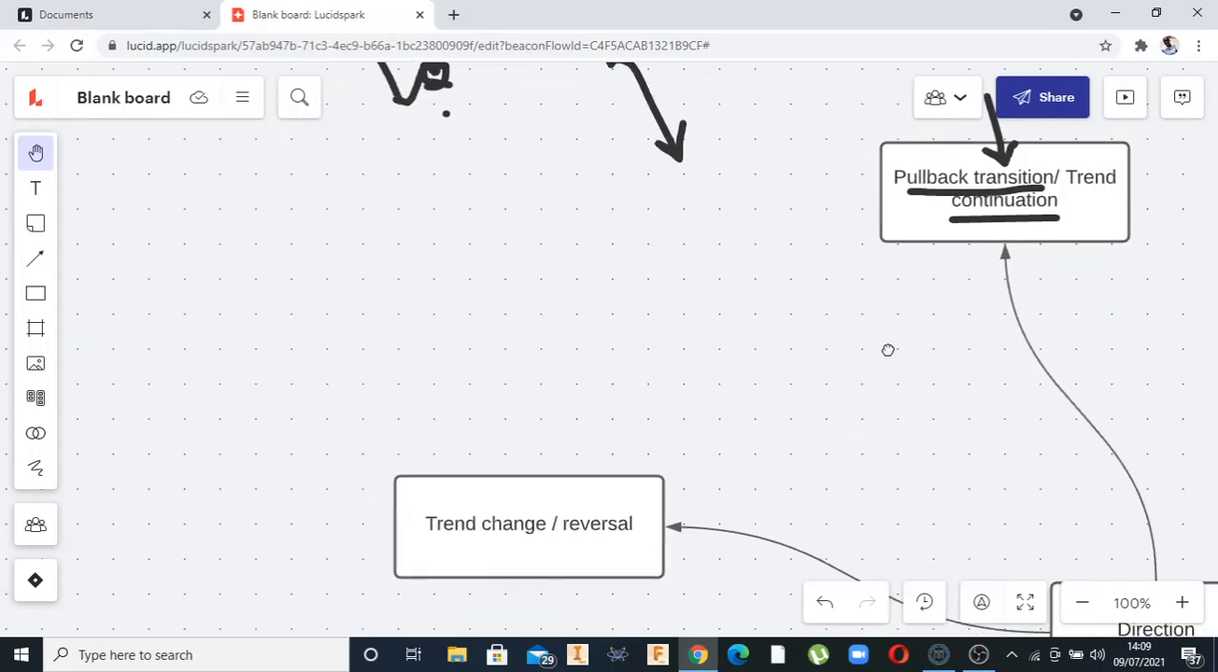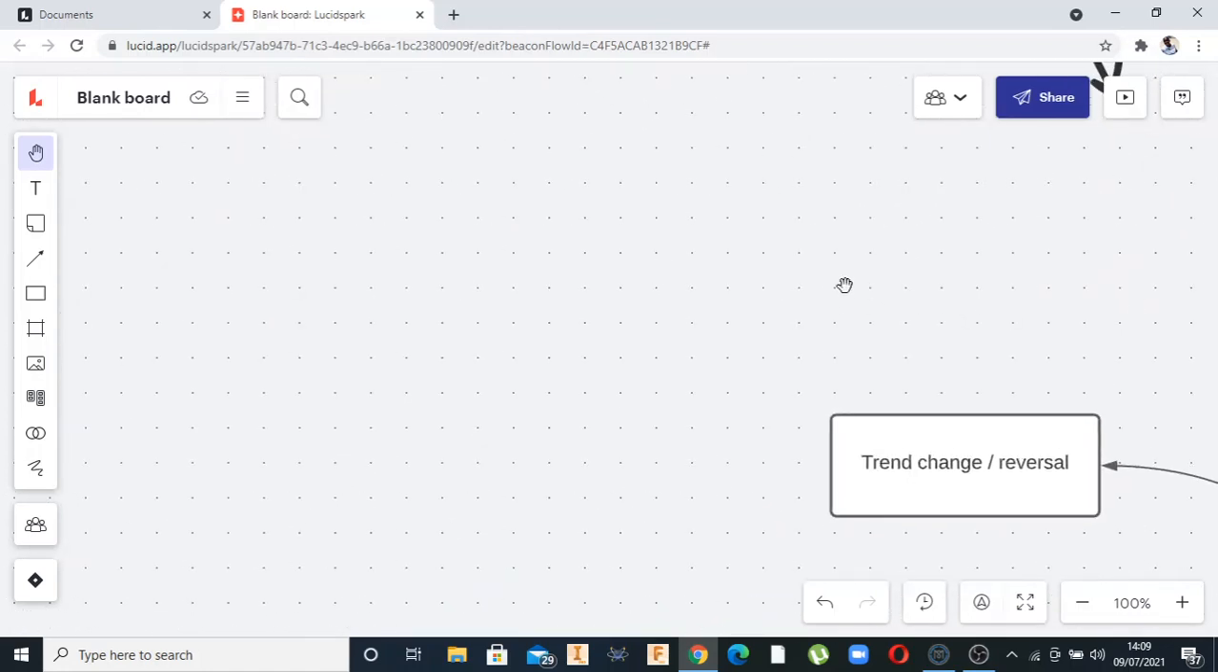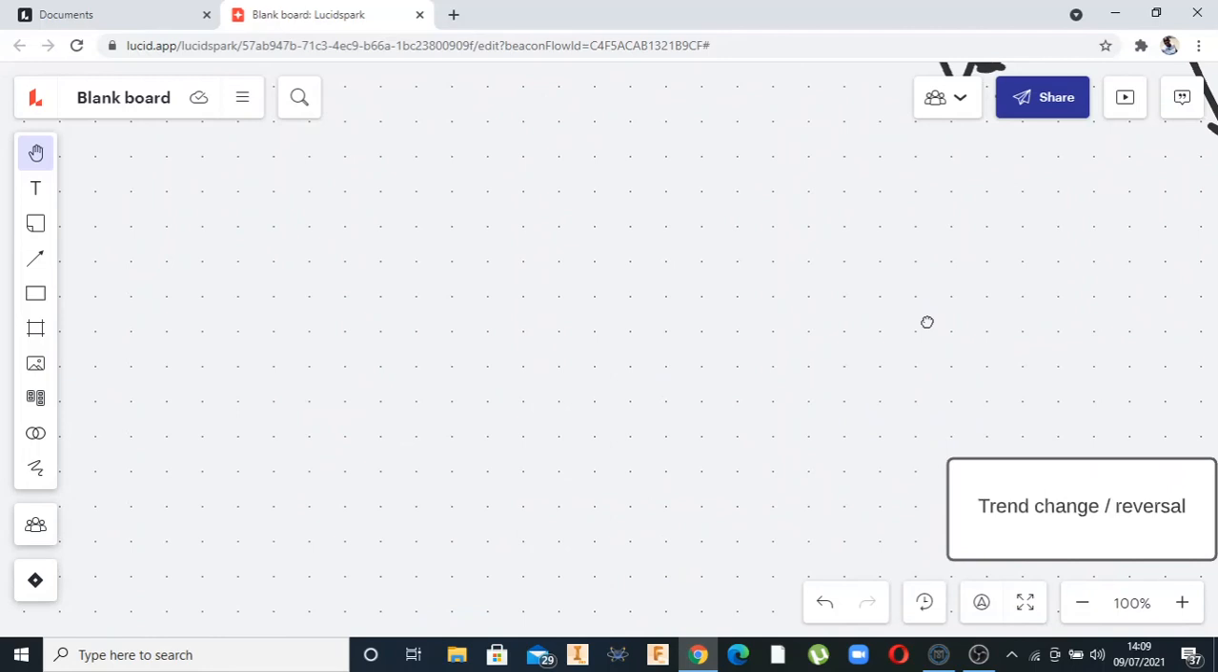Drawdown. Now the second method to determine your trend, to determine your direction. Remember, this is a technical way of determining your direction. We're going to get into the fundamentals of it later on in the next video. So, trend change or trend reversal.